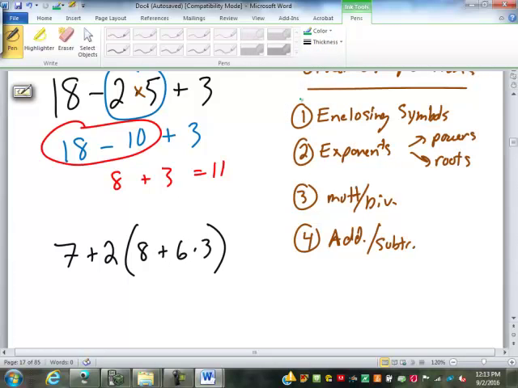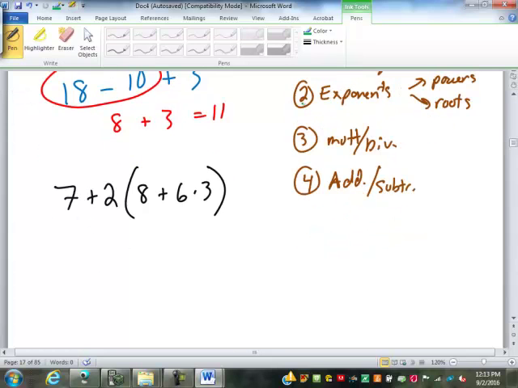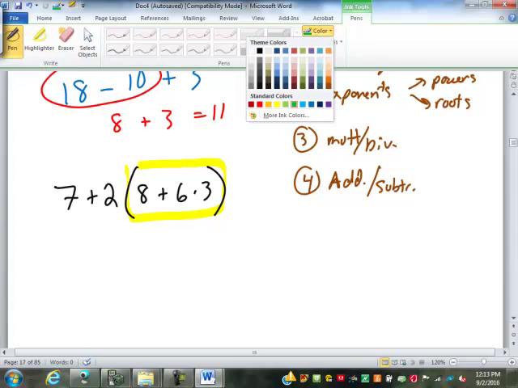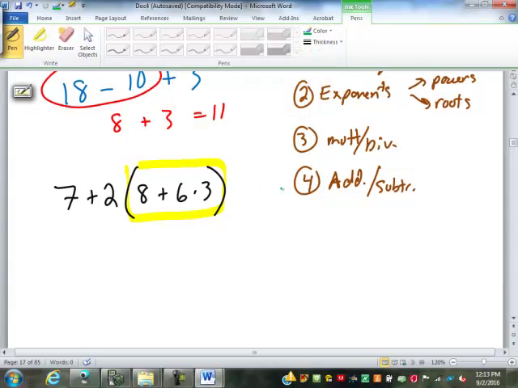So if we look at a little bit more complex problem like this, but still relatively simple, here we have the enclosing symbols. So we have to look inside the parentheses first. Inside there, order of operations do still apply. We have to make sure there's no other enclosing symbols, no exponents, but we do have multiplication. So 6 times 3 is 18. So I replace the 6 times 3 with 18.